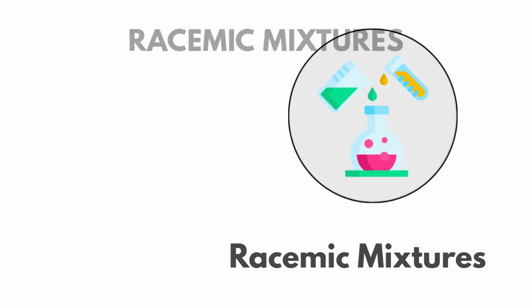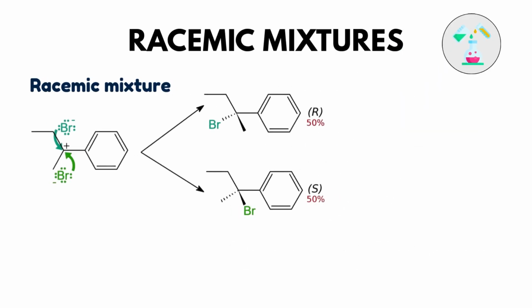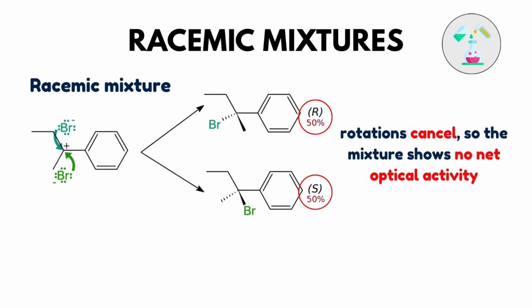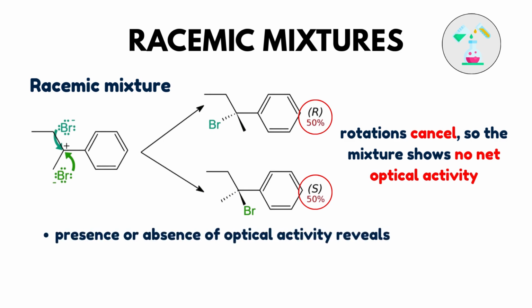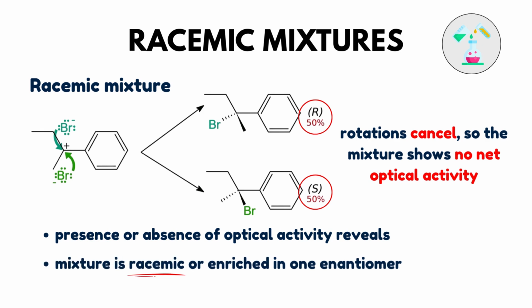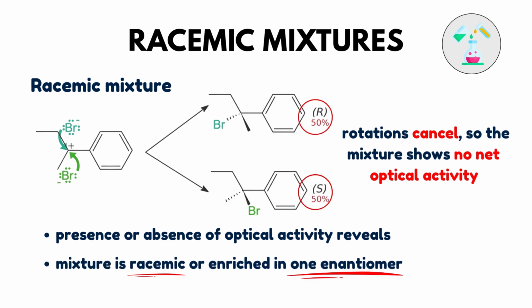Racemic mixtures. A racemic mixture is 50-50 enantiomers. Their rotations cancel, so the mixture shows no net optical activity. The MCAT often sets up experiments where the presence or absence of optical activity reveals whether the mixture is racemic or enriched in one enantiomer.